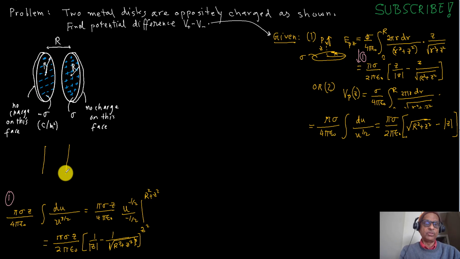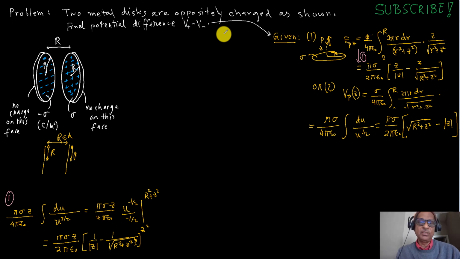If you look at the cross section, the disc radius is r, each one of them, and the distance between them is also r. This distance could have been d, some other distance, but if you choose r, then the numbers come out very nicely. So I choose r, and we're supposed to find the potential difference between the positive plate and the negative plate. So this will be a positive difference.